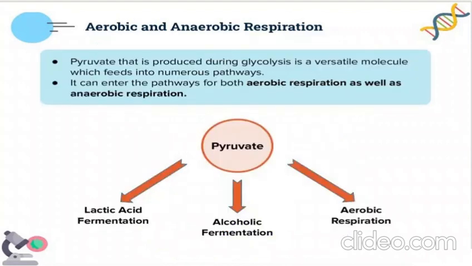Now, as we studied, pyruvate that is produced during glycolysis is a versatile molecule. It feeds into numerous pathways. It can enter the pathways for both aerobic as well as anaerobic respiration. It's there in lactic acid fermentation, alcoholic fermentation, and aerobic respiration. In these places the pyruvate molecules are produced.